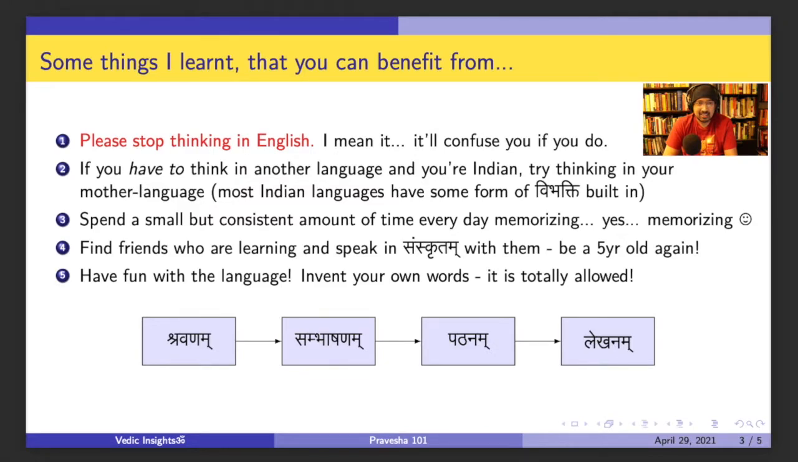I think a lot of the middle class, urban, educated Indian youth today probably speaks and thinks in English more than their mother tongues or Sanskritam. The reason I say this is not because English is something bad, but it's just not compatible with the way Sanskritam is structured. If you do have to think about things in another language to make sense of Sanskritam, I would say think about your Indian mother tongue.